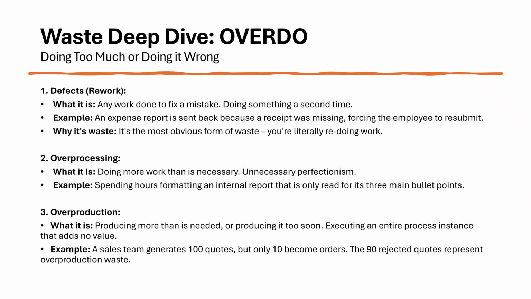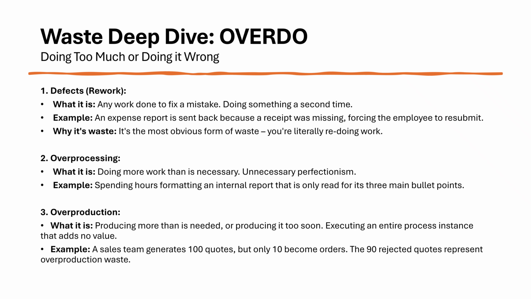Finally, we have overdo, which involves doing too much or doing it wrong. Defects, or rework, is simply work done to fix a mistake. If an expense report is sent back because a receipt was missing, forcing the employee to resubmit, that rework is defect waste. It is the most costly and obvious type of waste.